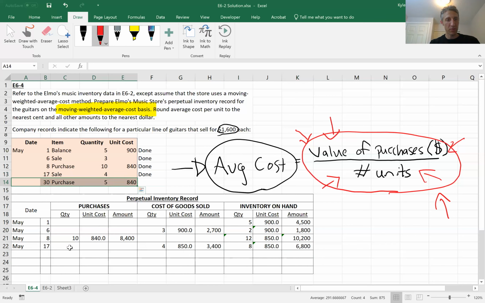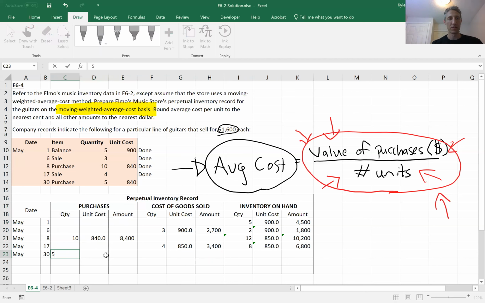Moving forward to May 30th, Elmo's Music made a purchase of 5 units. So remember, purchases get categorized under the purchases column here. So 5 units. The cost of that purchase per unit is $840. The total transaction amount is $4,200. To update our balance sheet, well, I know before we had 8 units, we just added 5. So it's going to be 13 units we have in our storage room.